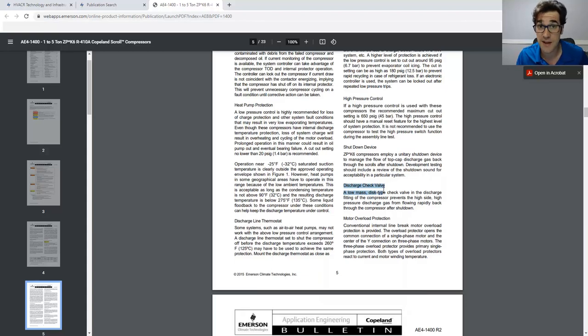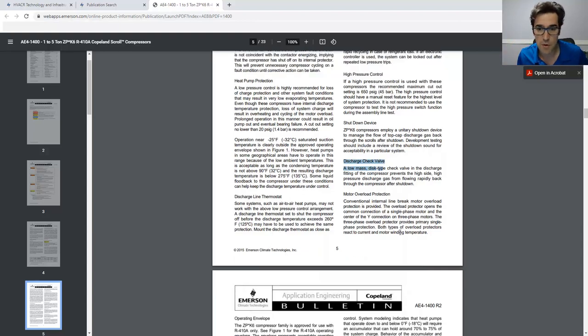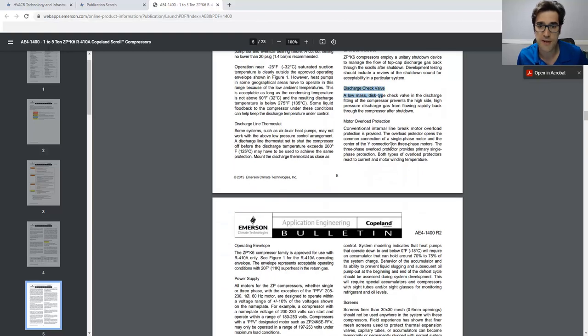Certain compressors, you may have to have an extra discharge check valve on the line. Motor overload protection in there. So the internal motor overload protector. What happens if that TOD gets over 275, it'll blow heat right on this motor protector.